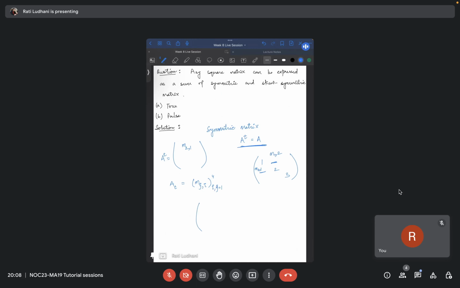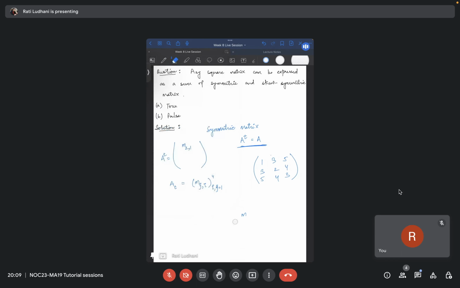So for example, M11, M12, M13. The first row has to be the same as the first column, because we are switching. So for example, we can consider something like 3 and here 3, 5 and 5, 4 and 4. This is one example.